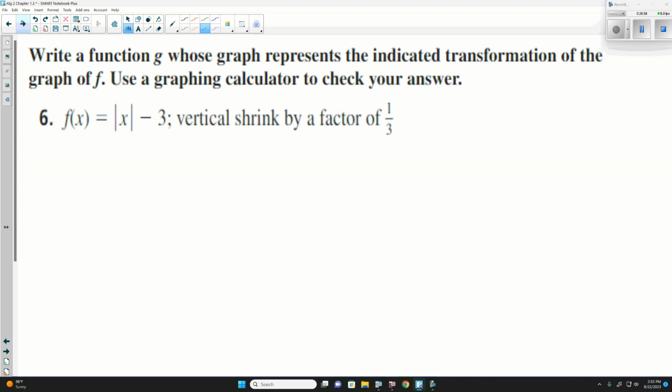Vertical shrink by a factor of 1/3. Since it's vertical, we have a times f of x. Now our value of a in this case is 1/3. Did we do anything to f of x? No. We could write it back out as f of x, or we could just plug it in.